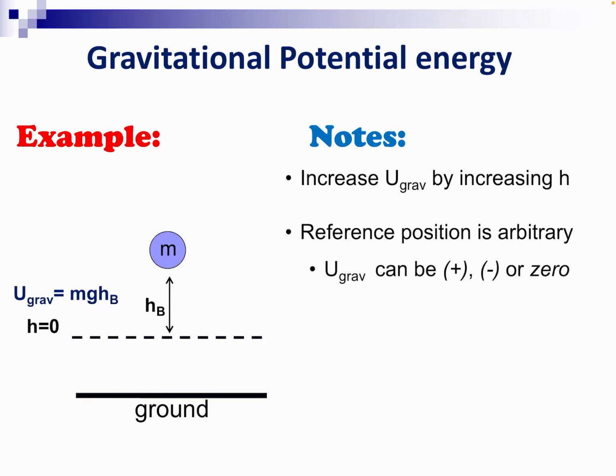Now, the gravitational potential energy can then be positive, negative, or 0. Okay. So in this case, the gravitational potential energy is positive. When do you think will it be negative?